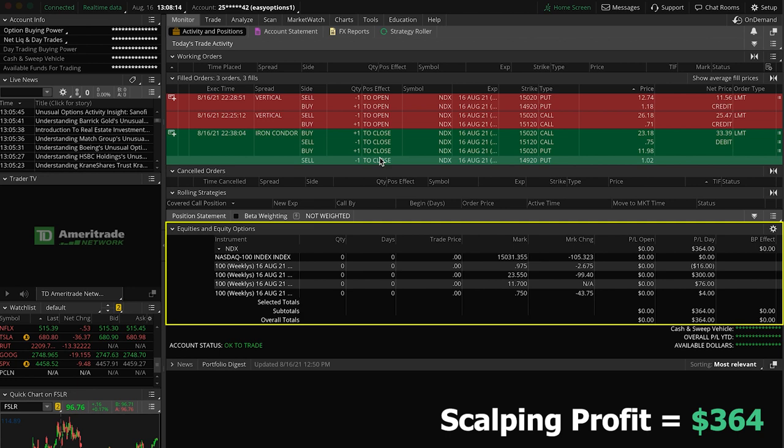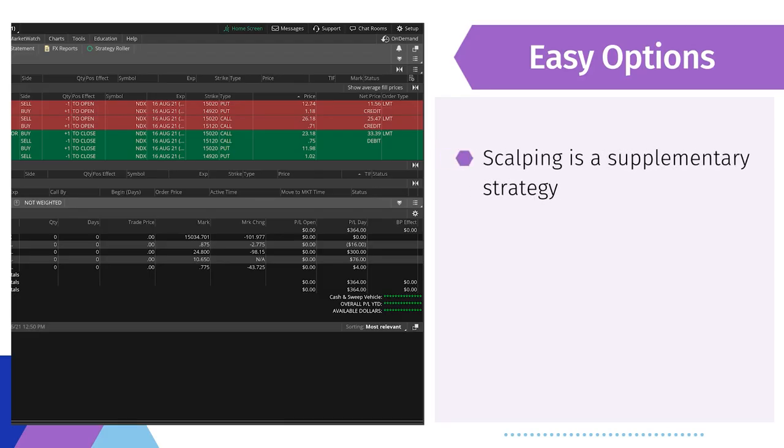$364. We use scalping as a supplementary strategy to our Monday, Wednesday, and Friday 0DTE trades. We would like to capture market volatility to earn some nice profit by scalping.